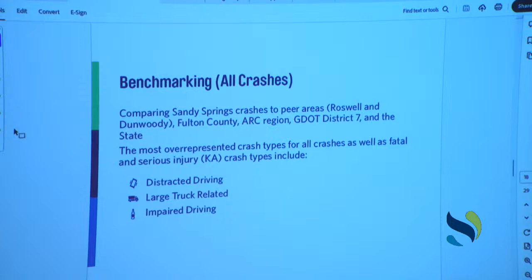A key element to this is looking at how the crashes are happening in Sandy Springs compared to some of the neighboring jurisdictions. This is also a work in progress, comparing to say Dunwoody and Roswell, for example. But initial findings are that distracted driving and impaired driving are a big concern, and large truck-related crashes are also a concern because of really 285 and 400 related crashes in the city.